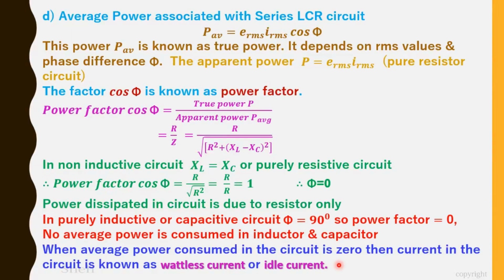But if power is consumed in the circuit, we cannot call it wattless current or ideal current. Actually, there is no existence of wattless current or ideal current, because we cannot say that average power consumed in the circuit is 0. There must be at least a little amount of power consumed in the circuit. If it is negligible, we can consider it as wattless current or ideal current. So this is all about power associated with resistor circuit, inductor circuit, capacitor circuit, and series LCR circuit.